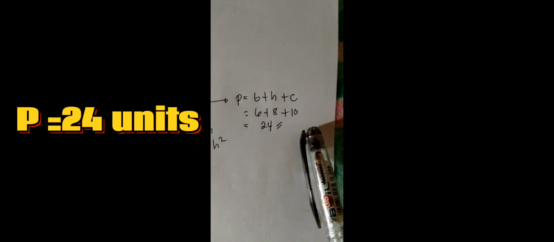The formula for finding the perimeter is B plus H plus C. Now, based on the image, our base is 6, our height is 8, and our C is 10. And our perimeter is 24 units. Now that we have the value of our perimeter, we just have to move on in finding the surface area of this given image.